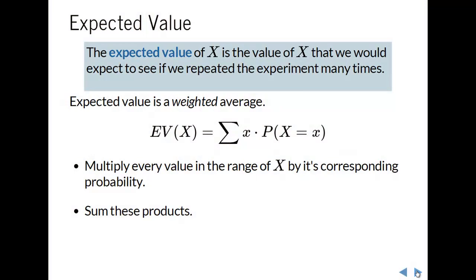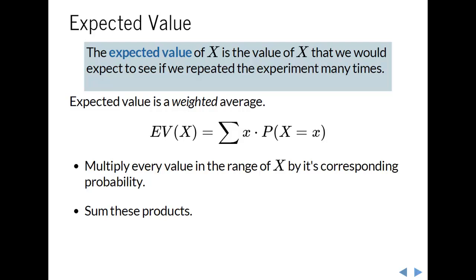Recall that a random variable is a variable whose value is the outcome of an experiment. A random variable can take on any value in its range of possible values. However, there are some values that might be more probable than others. In other words, there are values of the random variable that are more expected than others. This is the idea behind the expected value. The expected value is the value of a random variable that we would expect to see if we repeated the experiment many times. It's sort of like the average of the possible values of a random variable, but it's weighted according to the likelihood of each of the values.